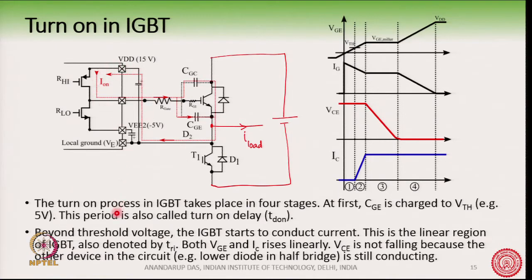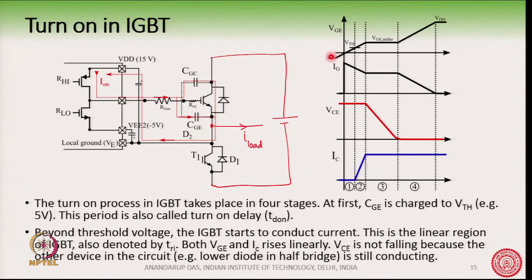Now, the turn on process in the IGBT usually takes place in 4 stages. At the first stage, CGE, this capacitor here, charges up to the threshold voltage, V threshold. This period is called the turn on delay. The threshold voltage is the voltage after which the device starts to conduct.